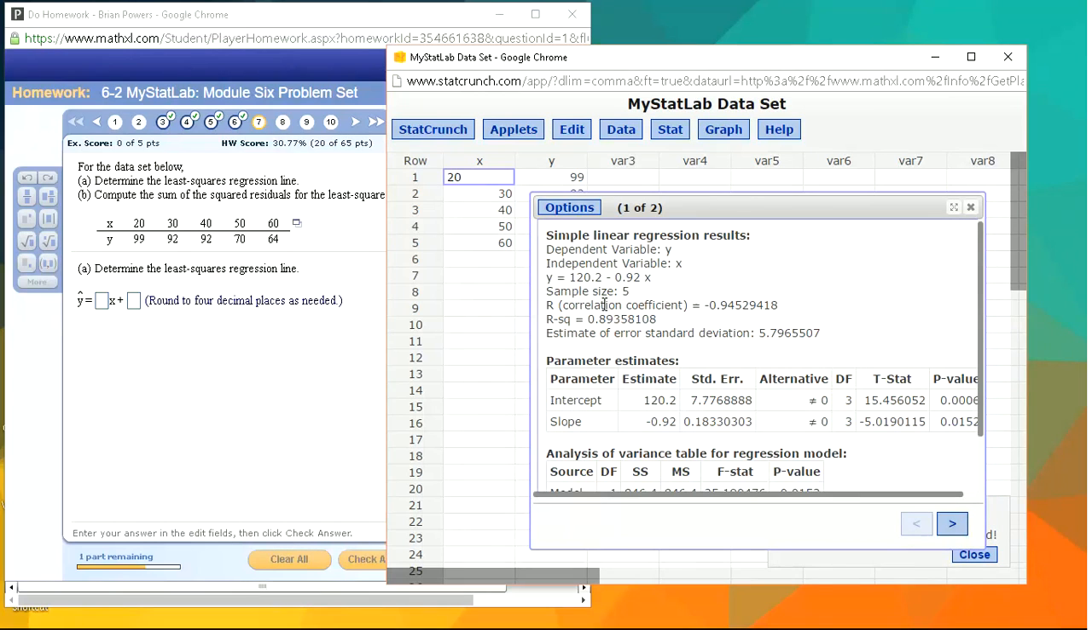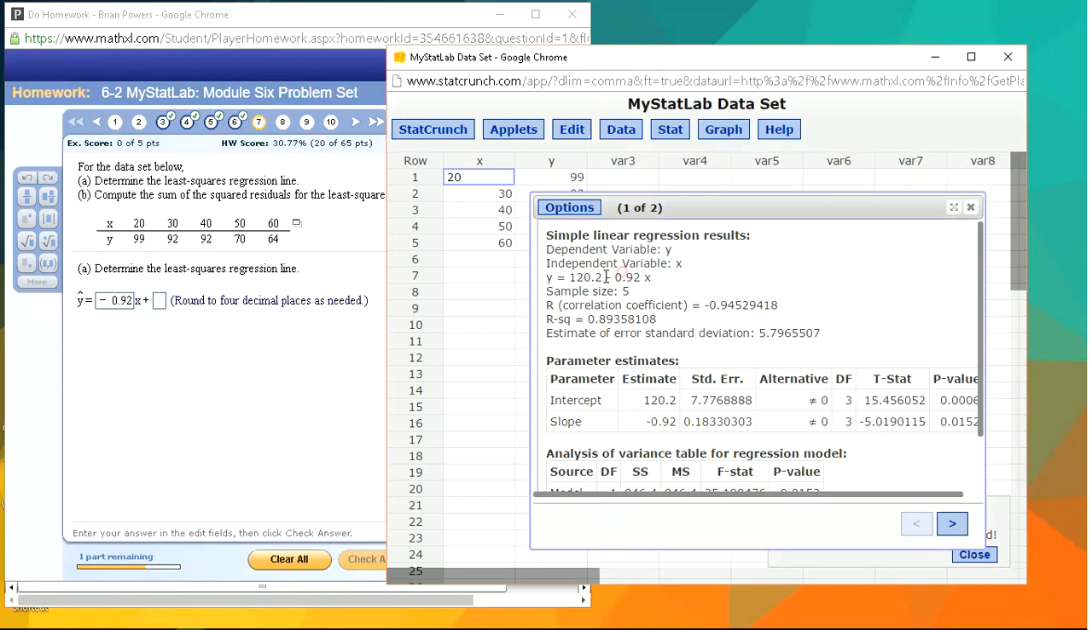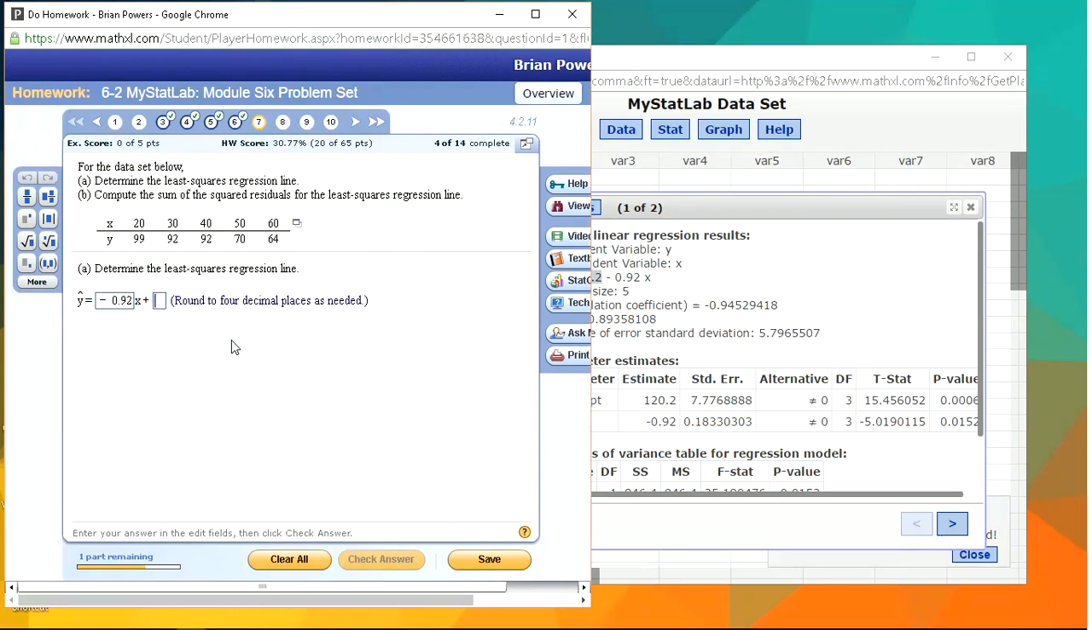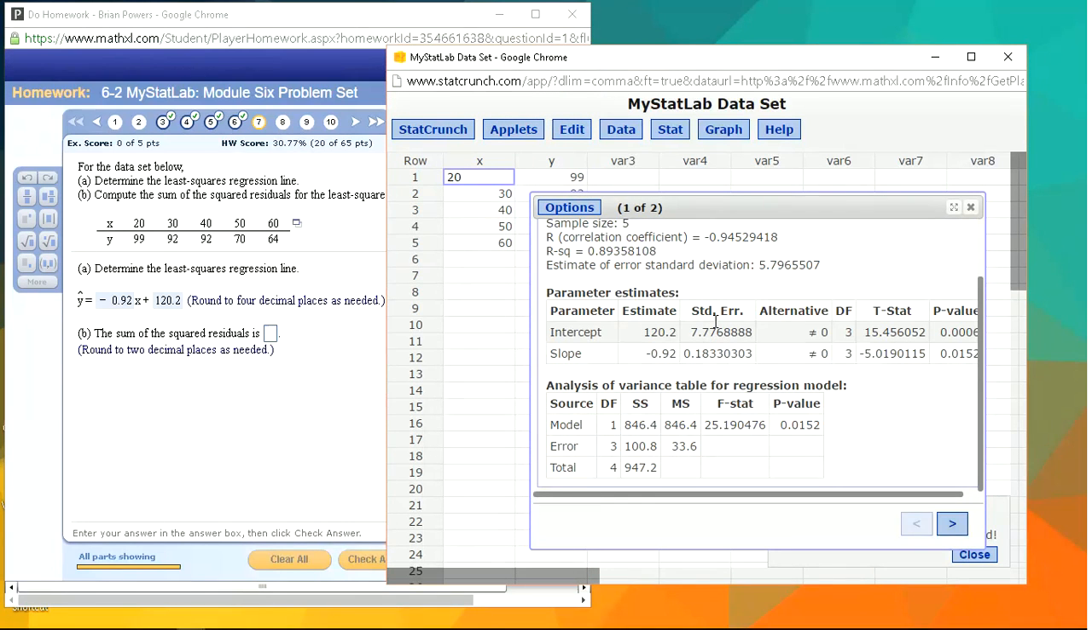For the slope, it's actually a negative number, negative 0.92, and the intercept is 120.2. Okay, great. The sum of the squared residuals. So the sum of the squared residuals is given here in the analysis of variance table.